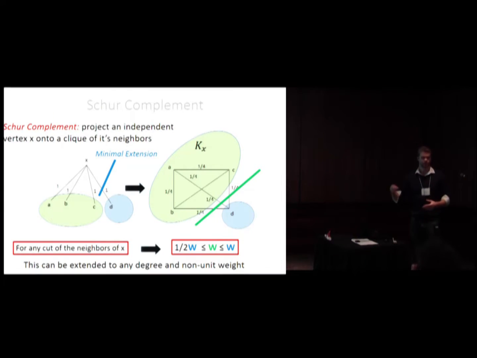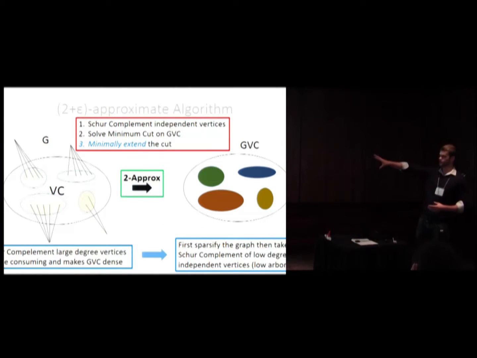So in the static sense, this quickly leads to an algorithm where you would just take every single independent vertex, you would Schur complement it down. So the independent vertices are the ones outside of the vertex cover here. We're projecting them down onto a clique of their neighbors. Right? We would just solve in this much smaller graph, and then we would minimally extend the cut. And this would be a 2 approximation both on the minimal cut and on the minimal cut value from the previous slide. So obviously we wanted to do this dynamically.